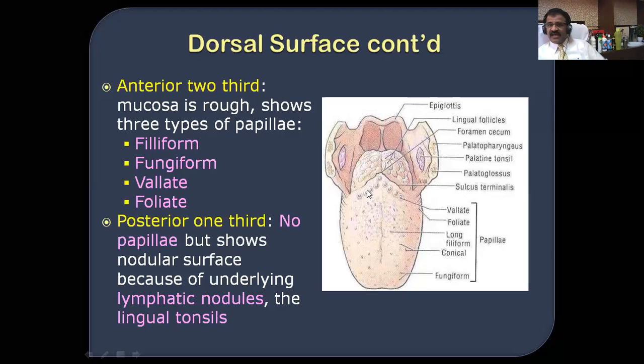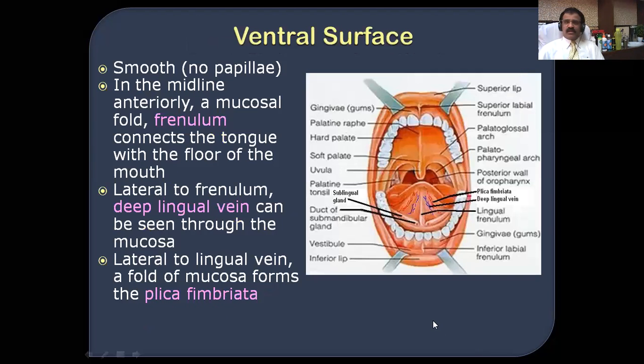Okay, you can see the circumvallate papillae in front of the sulcus terminalis, and on the side you can see the foliate papillae, and in the middle you can see the fungiform and filiform. Now ventral surface means below the tongue. It is smooth. It doesn't have any papillae.